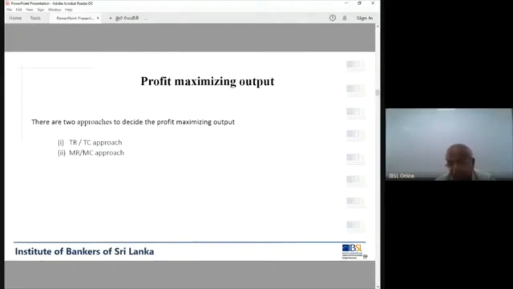But here it is different. We are economists. We are learning. You have to decide what is the profit maximizing rule. Then experienced managers use their intuition to decide the profit maximizing output.